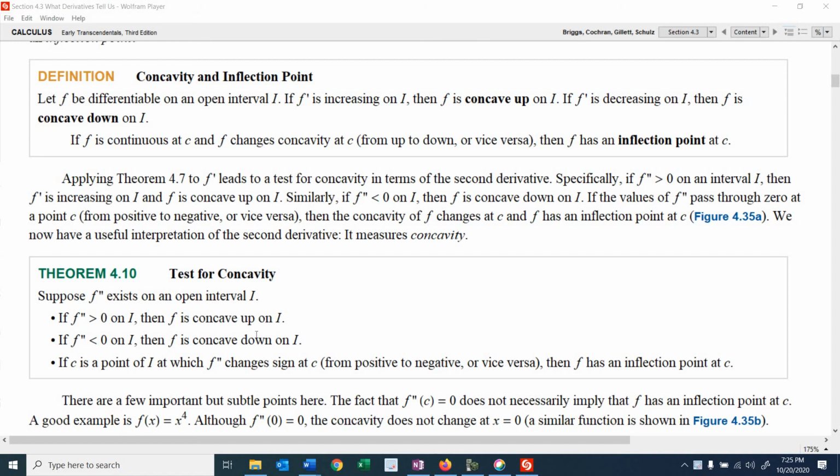Hello again. In this video, we're going to talk about concavity and inflection points. So let's talk about concavity first. So here's a definition of concavity.